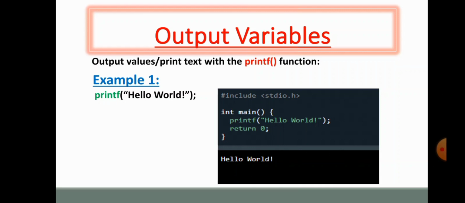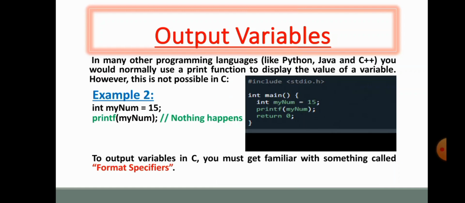Output variables. Output values or print text with the printf function. In this example, there is a printf function which is going to print a text that is hello world. In many other programming languages like Python, Java, C++, you would normally use a print function to display the value of a variable. However, this is not possible in C.